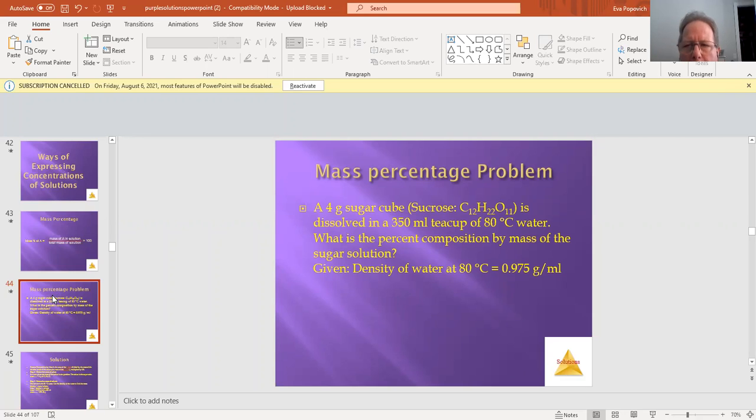Vanessa, looking at the problem, can you get the mass of water? The mass of water.